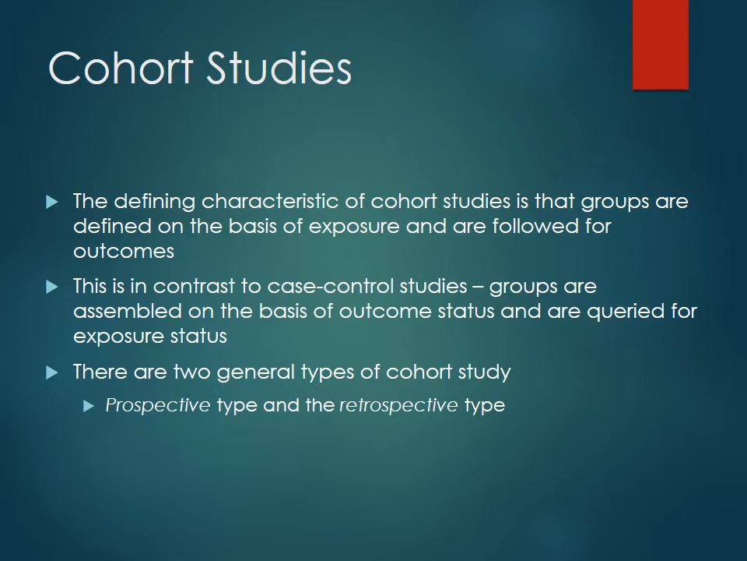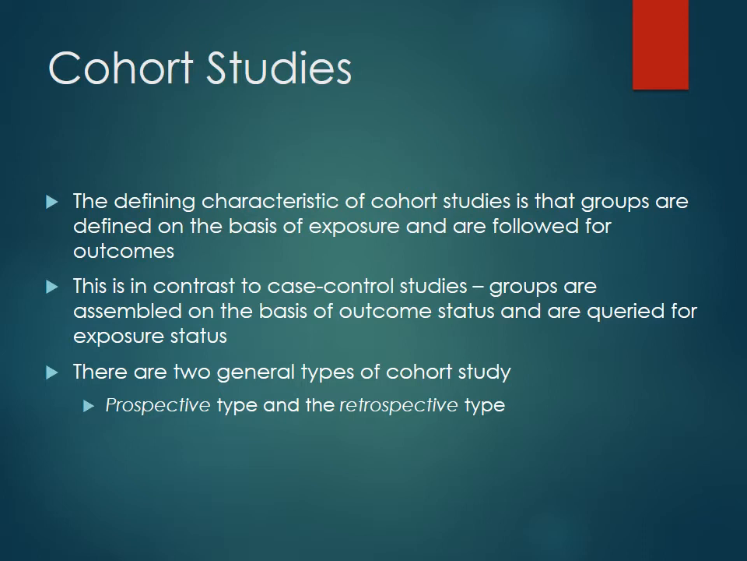So the defining characteristic of cohort studies is that the groups are defined on the basis of exposure and are followed for outcomes, right? You're not taking a bunch of people, seeing who develops the outcome, and then looking for risk factors. That wouldn't be appropriate for these cohorts. So you really have to define those risk factors beforehand.